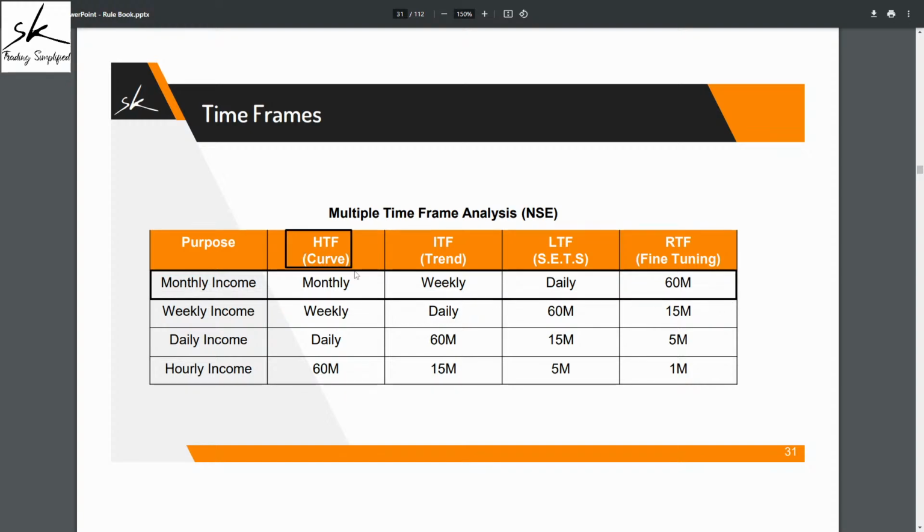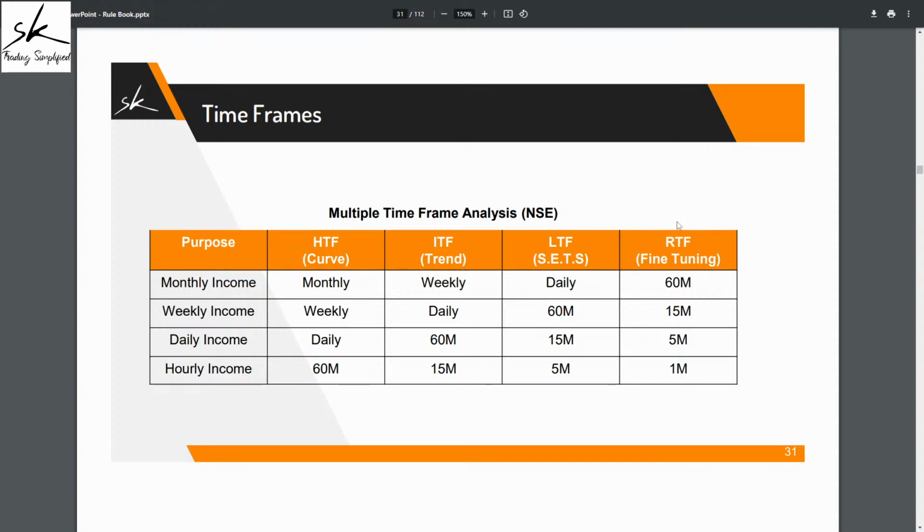Monthly is the higher time frame used for curve analysis. Weekly is intermediate, used for trend analysis. Lower time frame is daily. That is where we get our ACTS from. ACTS stands for stop loss, entry, target and size. And in case I need to use the refining time frame, then the refining time frame will be the 60-minute chart, which can be used for multiple purposes like fine tuning the zone, type 2 type 3 entries, or in case we need to apply some additional rules, that is also where this time frame can help us.